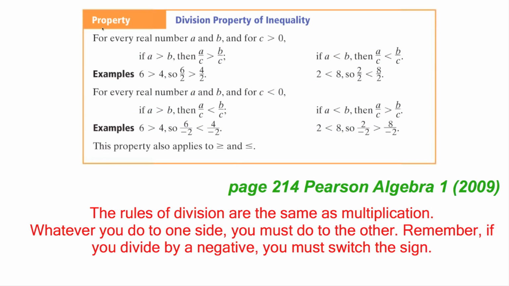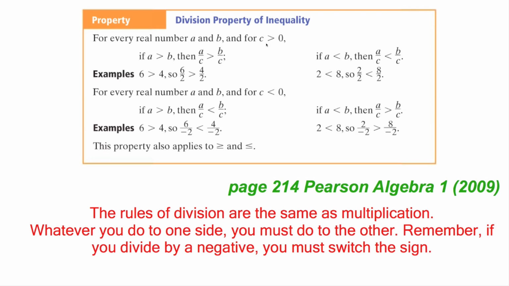Here we have our third property in this video lesson on algebra, the division property of inequality. For every real number a and b, and for c greater than 0, if a is greater than b, then a over c is greater than b over c. In essence, what we're doing here is we're dividing each side by c. As we've seen with multiplication, addition and subtraction in inequalities, and with solving equations, whatever we do to one side, we do to the other.